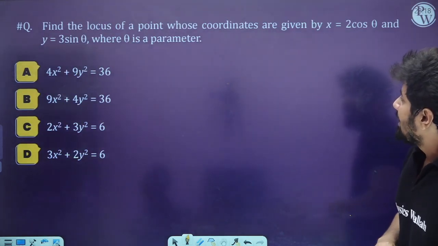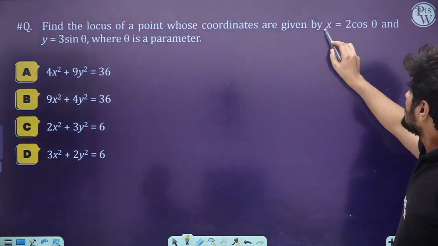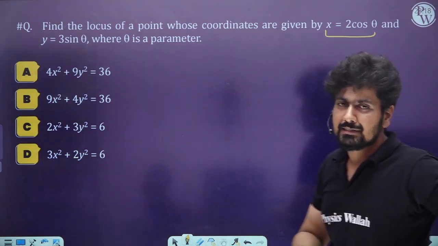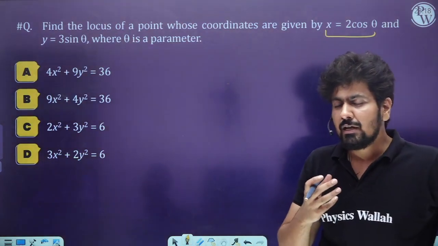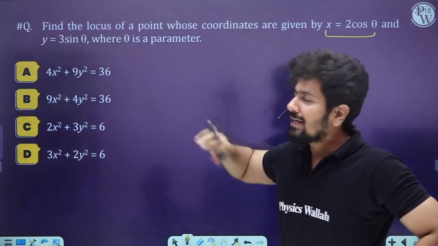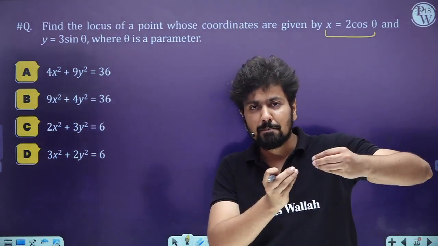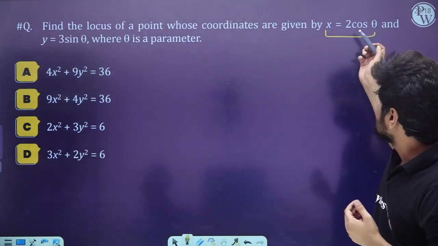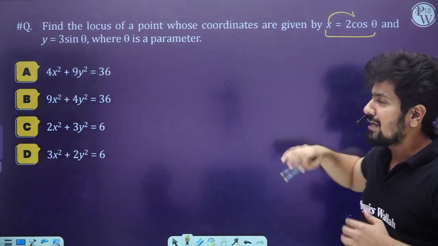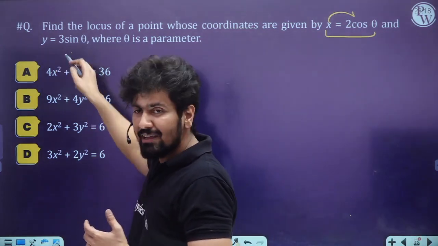Find the locus of a point whose coordinates are given by x is equal to 2 cos theta and y is equal to 3 sin theta. So the coordinates are given in terms of a parameter, where theta is the parameter that is changing. As theta changes, the value of x will change, and as theta changes, the value of y will change.